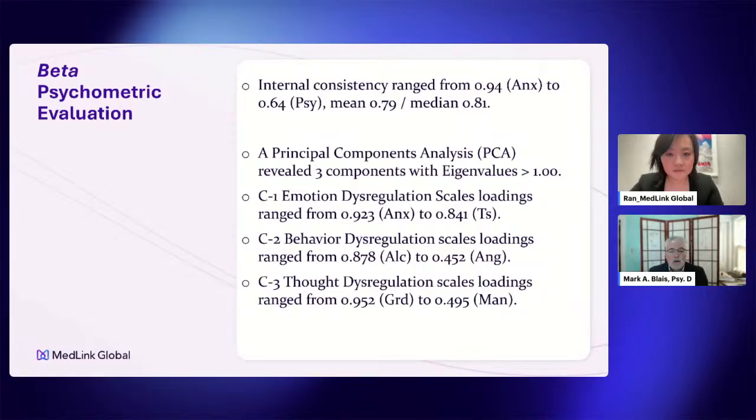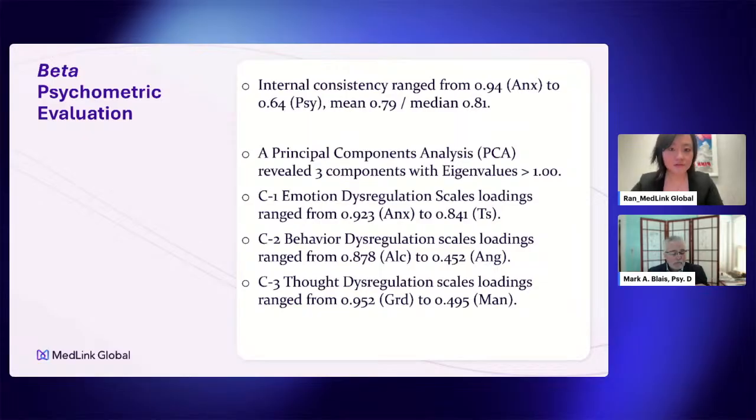The mean was 0.79 and the median was 0.81. The benchmark here is 0.70. So the vast majority, all but one scale, surpassed the benchmark. We used principal components analysis in this phase to identify the underlying structure of the dimensions, and we found three factors.